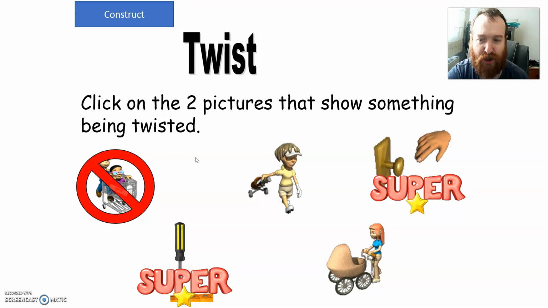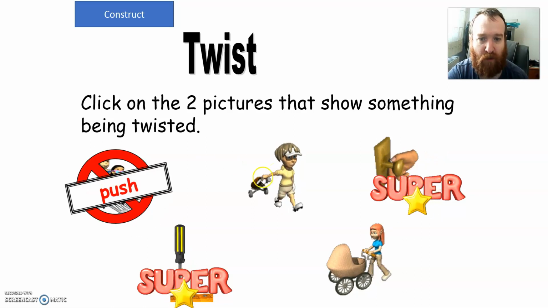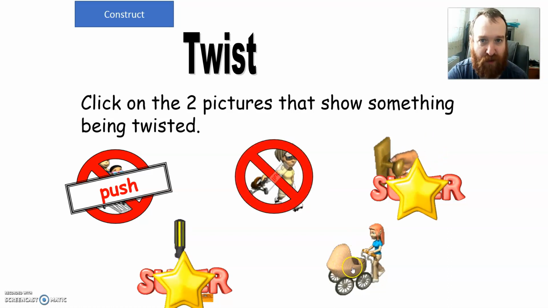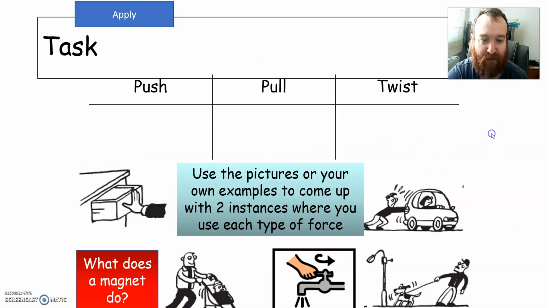It is a push. This one, what's she doing with the golf clubs? She is pulling them along. This one, is she pulling or pushing the pram? She is pushing the pram.